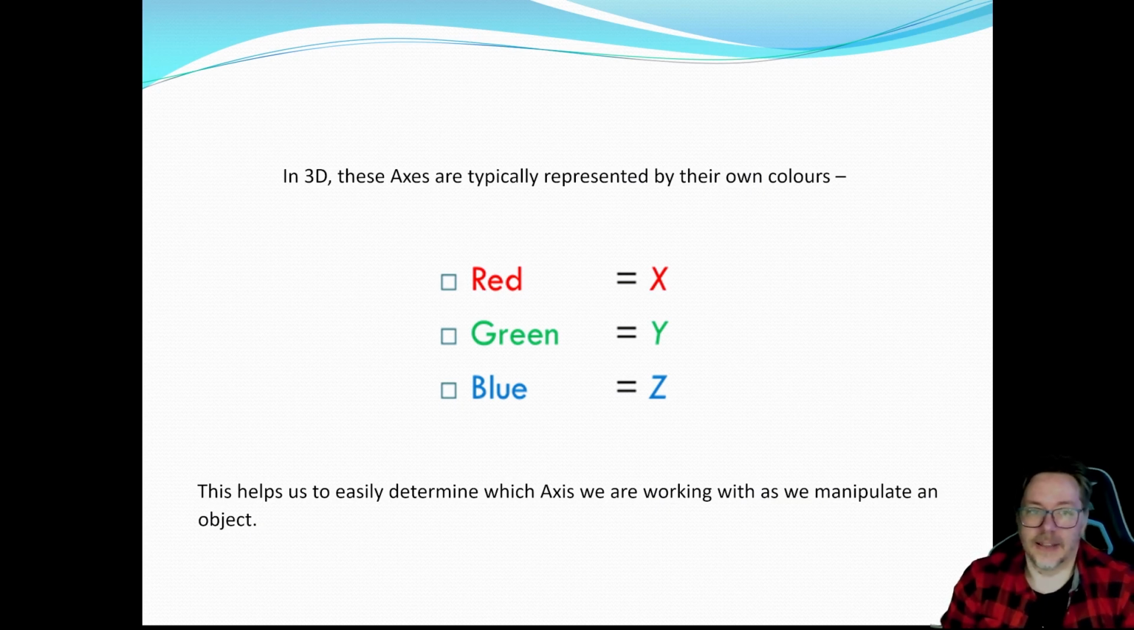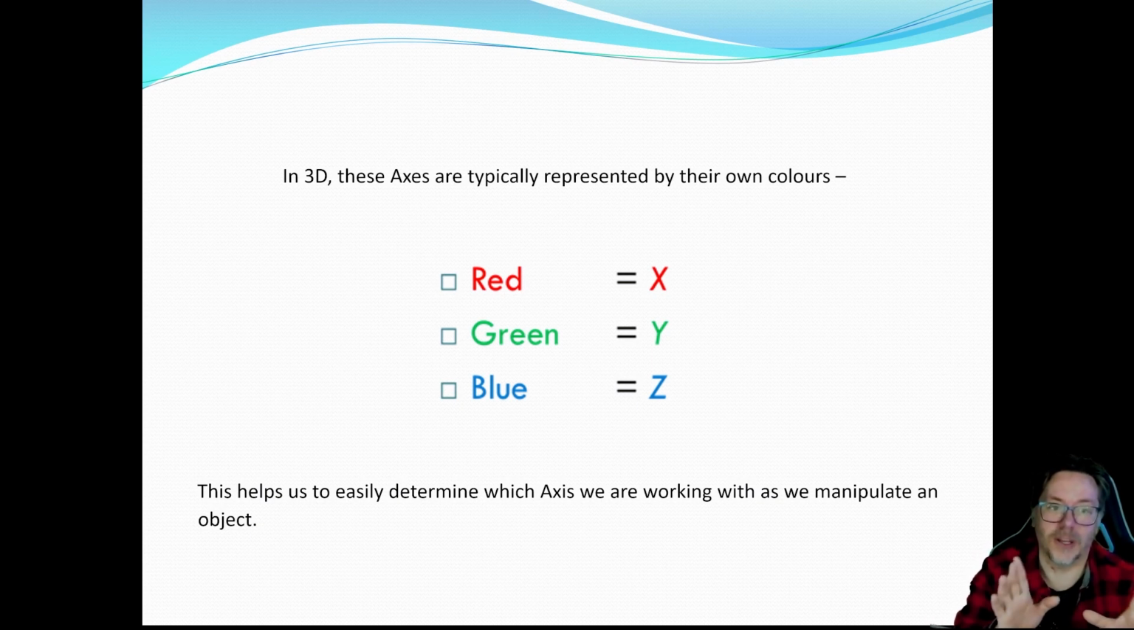So in 3D, these axes are typically represented by their own colors. In 3ds Max, as different software have their own versions of this and it's slightly different, but generally, especially for 3ds Max, which we are learning, red is the X axis, green is the Y, and blue is the Z. But not to get too worried about that, you don't have to memorize that.